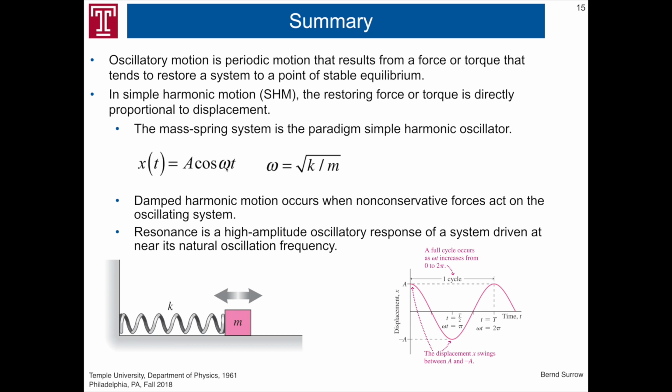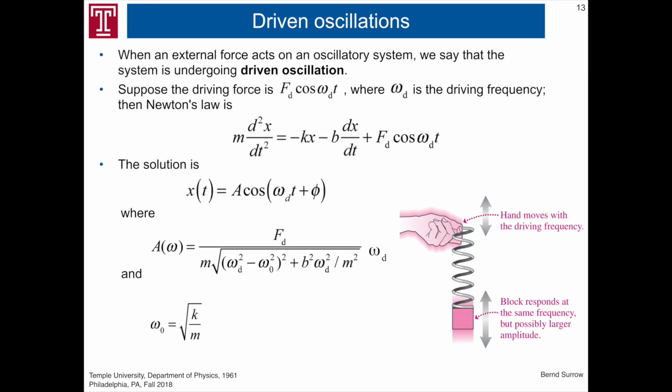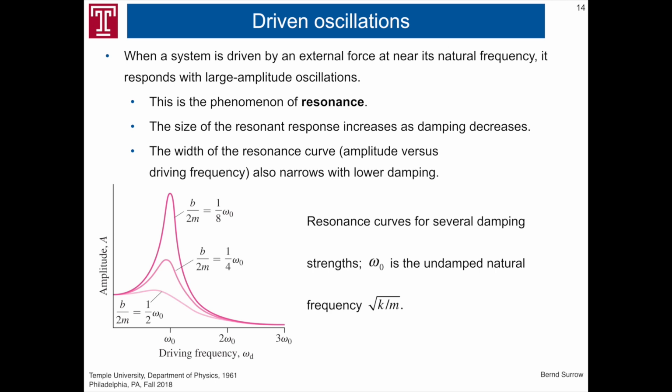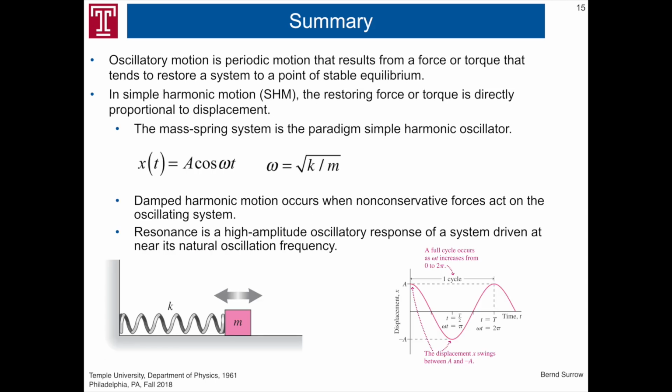Damped harmonic motion occurs when non-conservative forces act on the oscillating system, and a resonance phenomenon is a high amplitude oscillating response to a system driven by an independent angular velocity, omega d here, but a catastrophic effect can occur when omega d is exactly equal to the angular frequency for simple harmonic motion. So this is all I want to tell you about very basic aspects of oscillations.